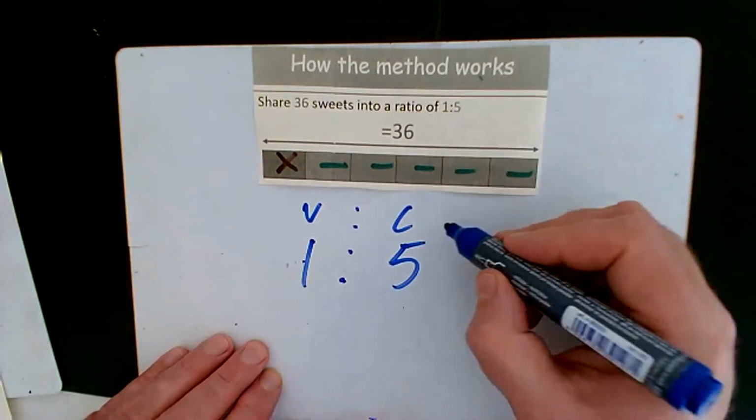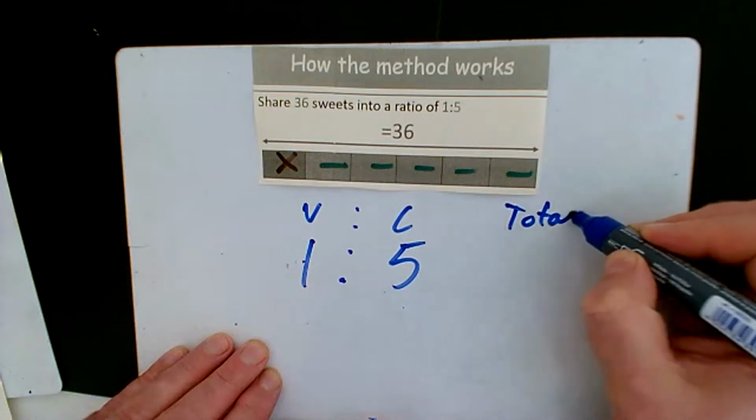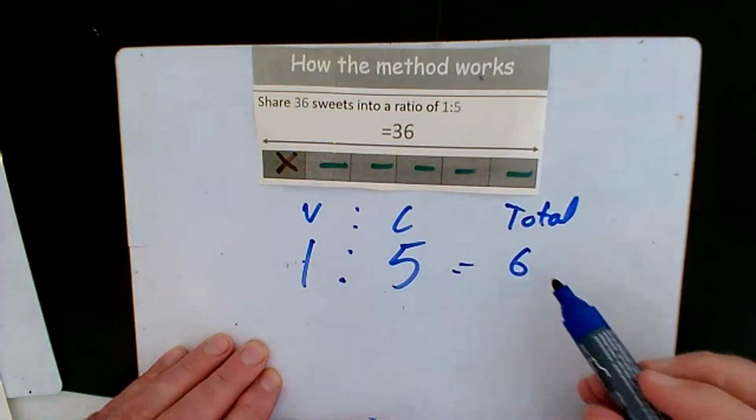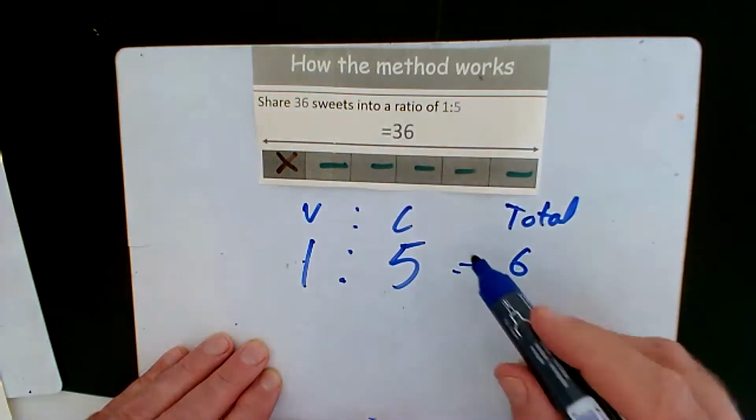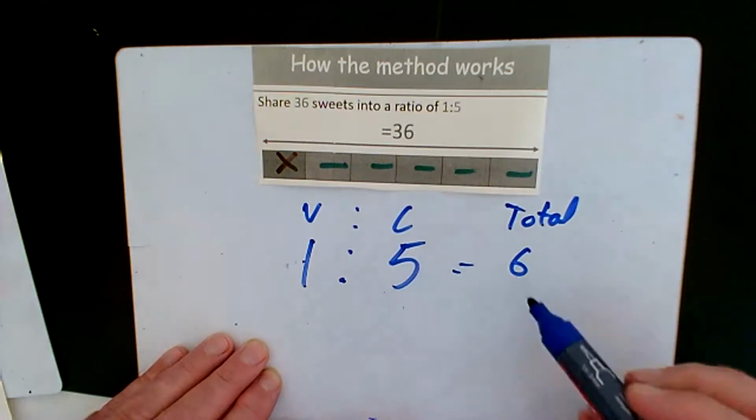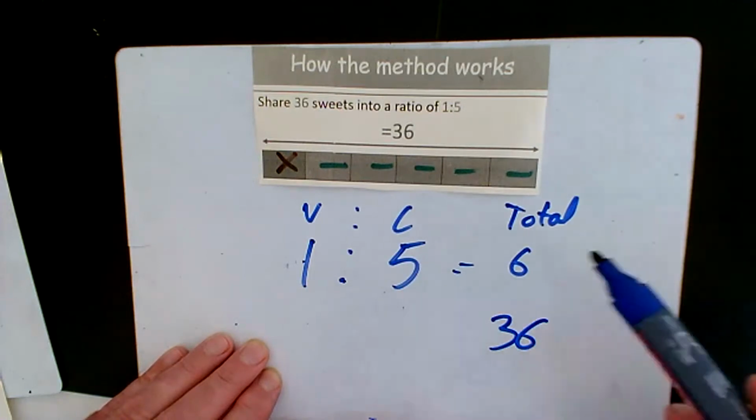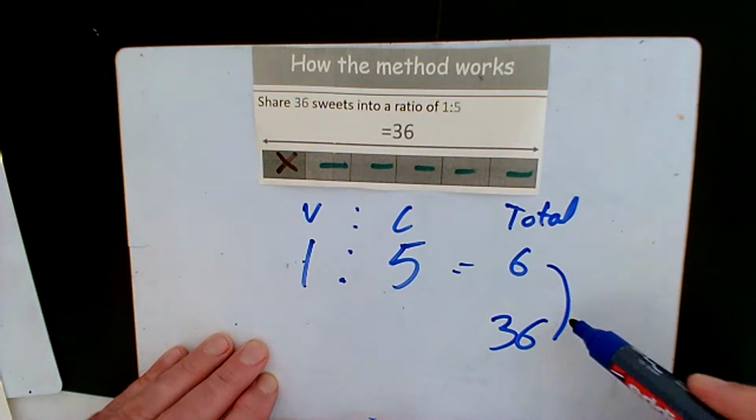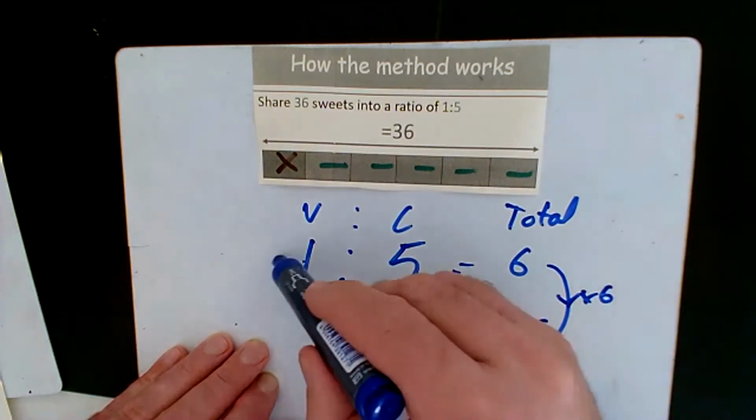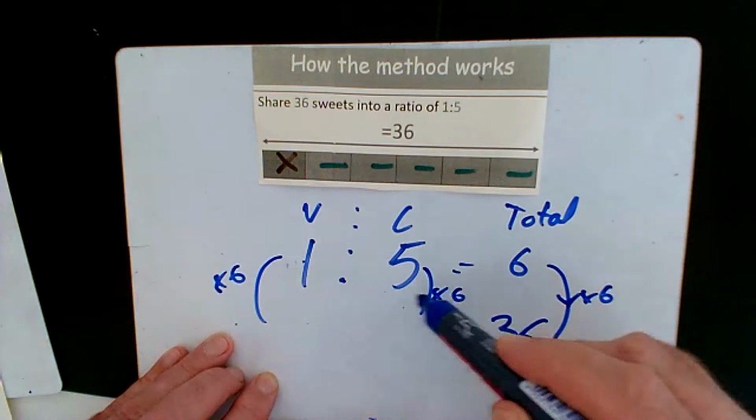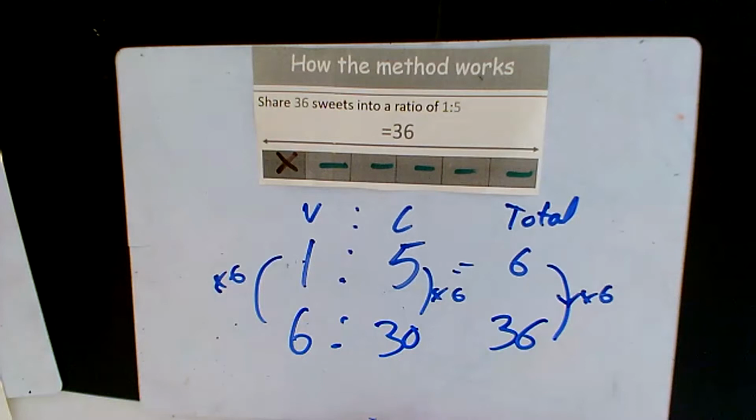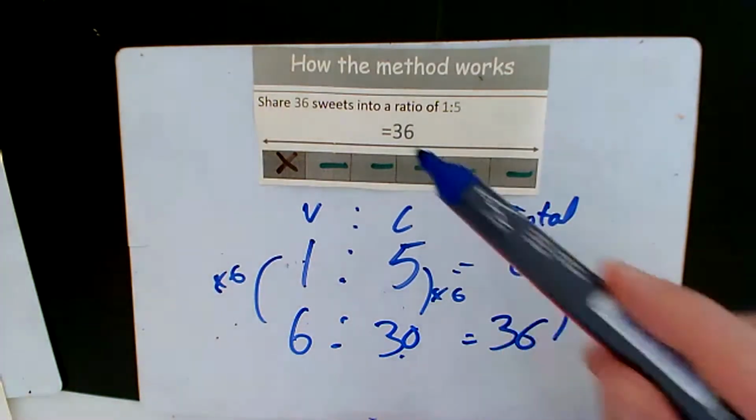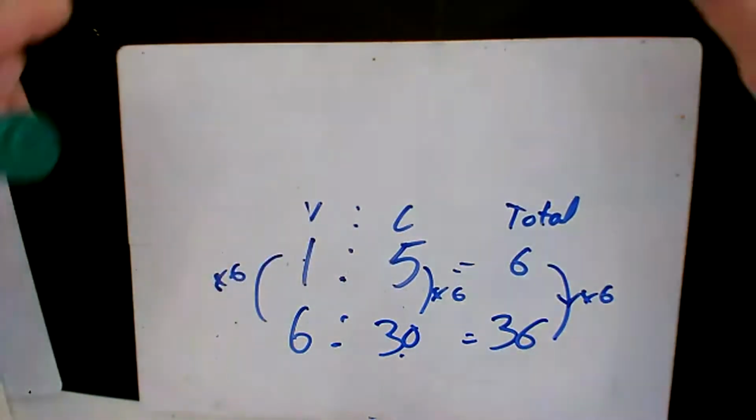First thing I'm going to do is the total amount of vehicles. How many vehicles is that? 6. How many have I spotted altogether? This is my total here, isn't it? Sorry, let's be back in sweets here. So there's 36. How am I getting from there to there? Timesing by 6. So 1 times 6 is 6, and 5 times 6 is 30. So there's 6 vans, 30 cars, in total 36, and there's my 36 there.